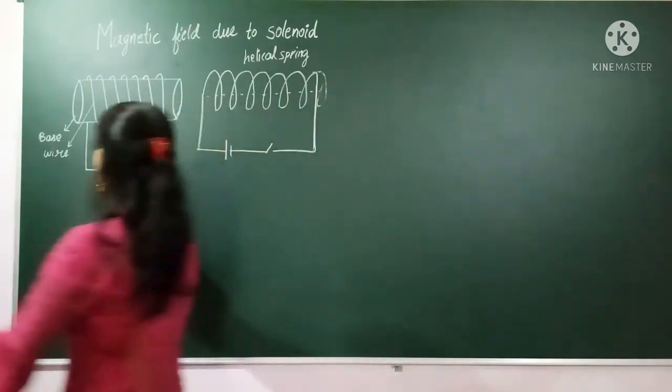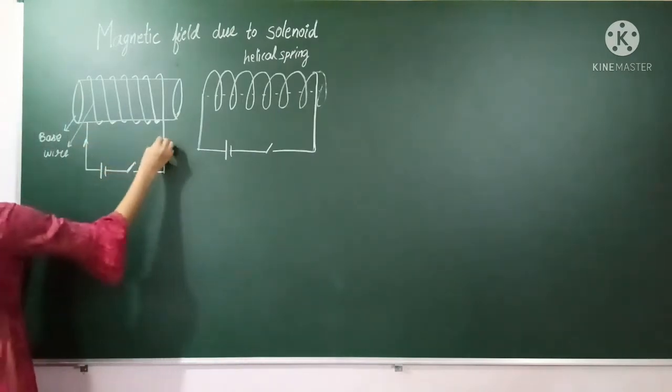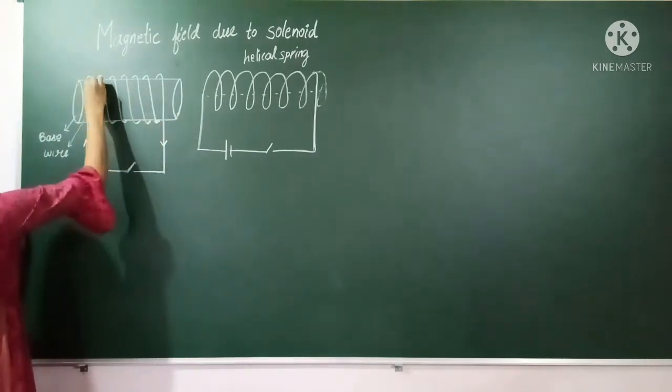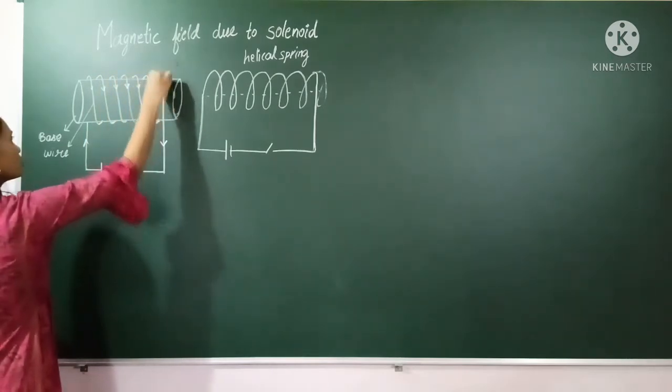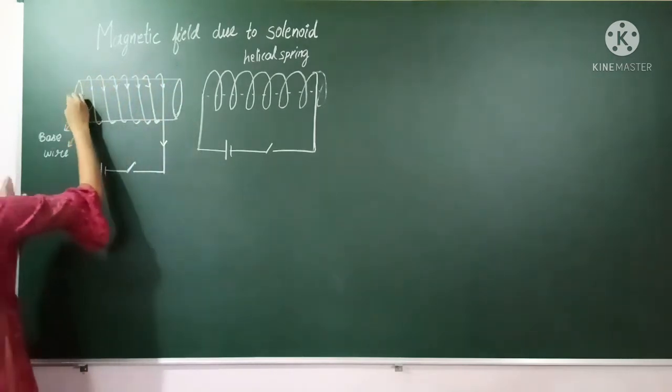So next, after that, if we pass current in this wire, then there will be a magnetic field inside the solenoid and outside the solenoid also, but outside it is negligible.